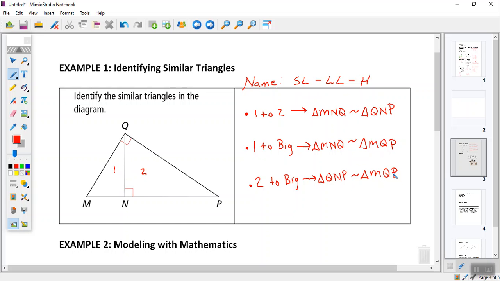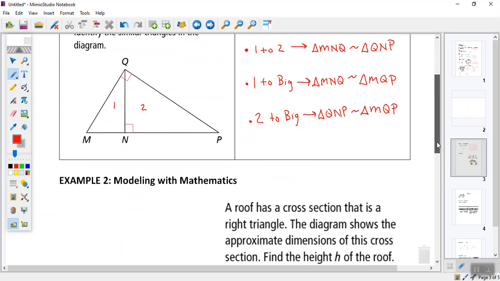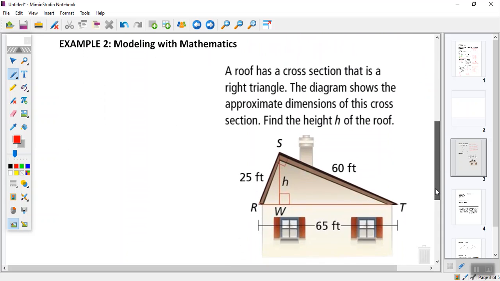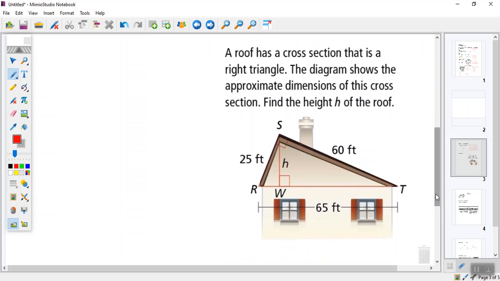Okay, let's talk about this. Modeling with mathematics. Here's a good question. It says a roof has a what? So I'm looking at the roof from the side of the house. Here's my roof. Okay, this looks like a pretty neat home with a roof like that. I've always wanted to build an A-frame house. Anybody live in an A-frame? What's that? They're shaped like this, and they go all the way down to the ground just like that. There's no sides to it.